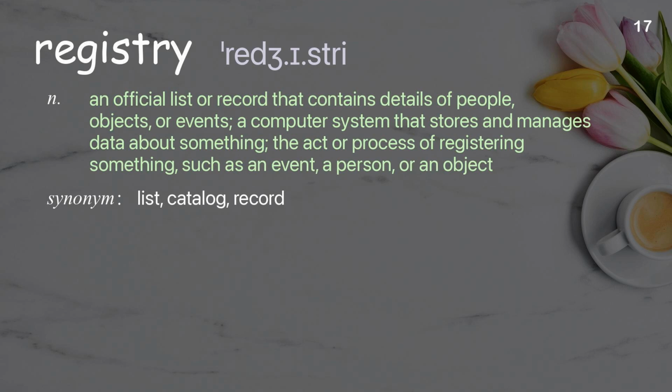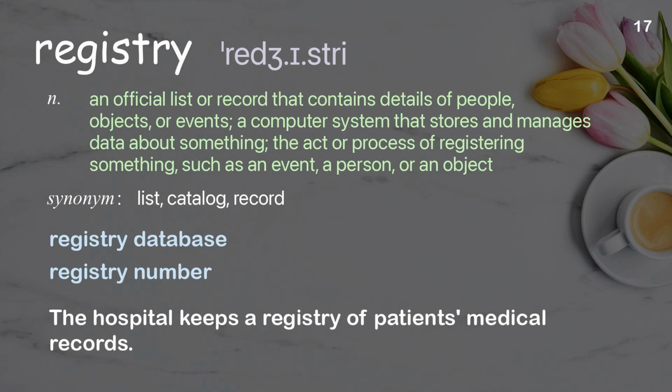Registry. An official list or record that contains details of people, objects, or events; a computer system that stores and manages data about something. The act or process of registering something, such as an event, a person, or an object. Examples: Registry database. Registry number. The hospital keeps a registry of patients' medical records.